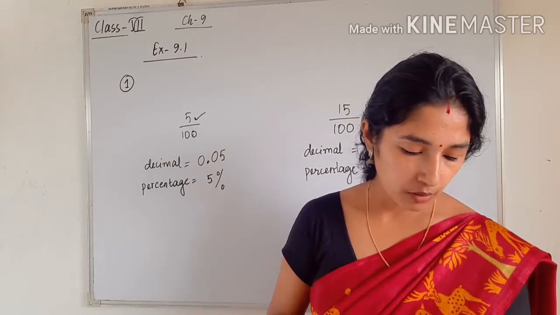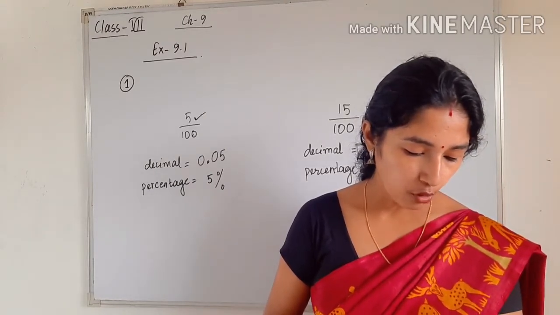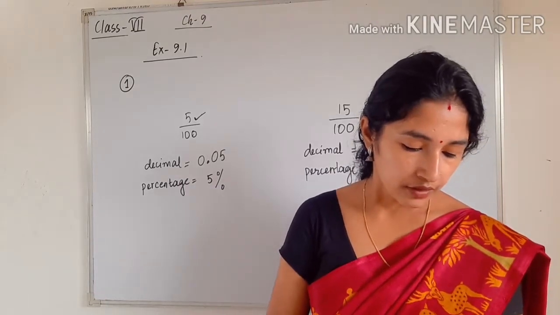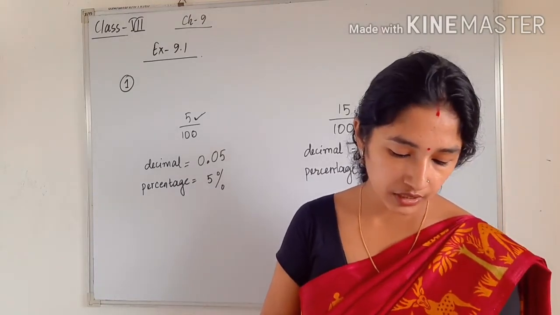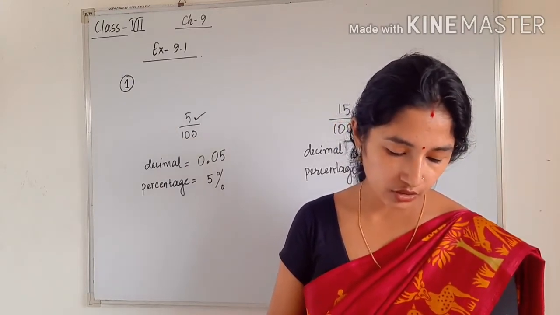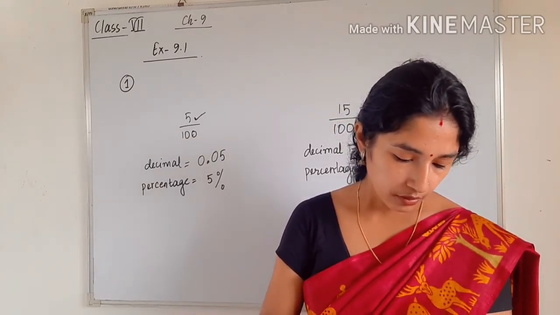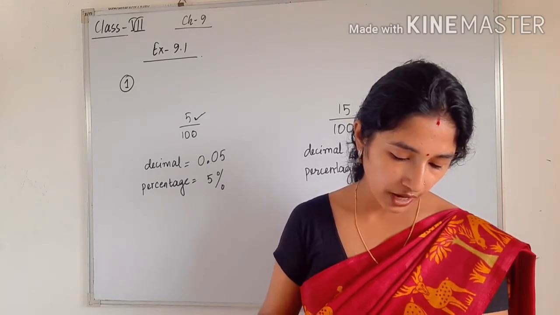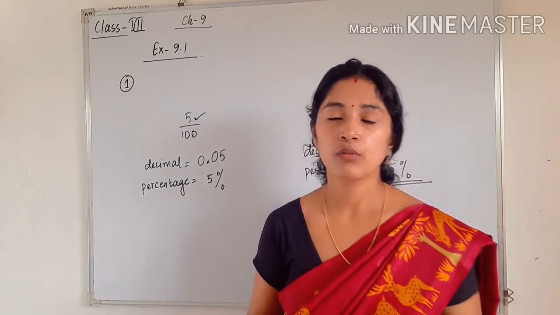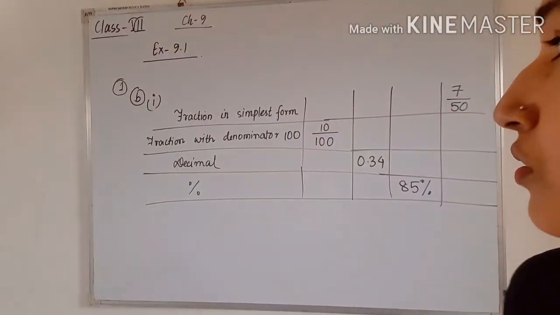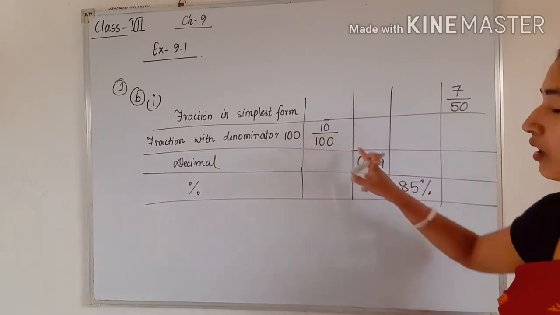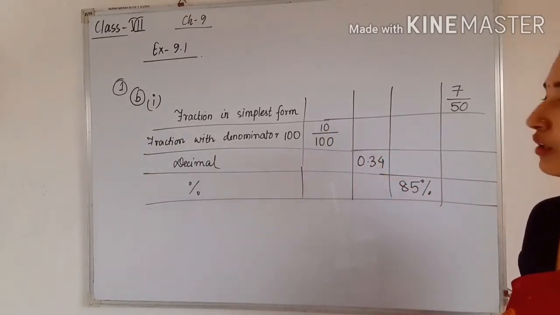Next, come to part B. Complete the following. First, write the fraction in simplest form, then the fraction with 100 as denominator, and then write in decimal and then in percentage. For B number 1, I am going to do 4 of these questions, and the remaining ones you have to do in the book itself.